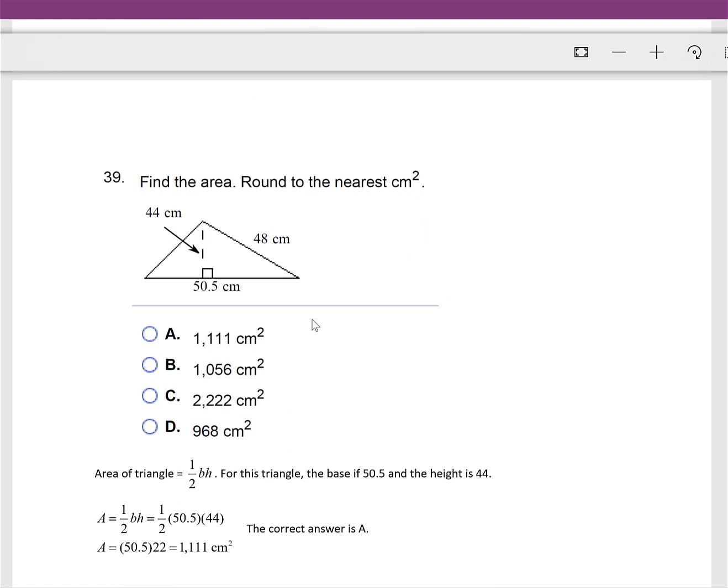And then find the area of a triangle, 1/2 of the base times the height. Here's the base, here's the height. If you put that into the formula, you come up with 111 centimeters, and watch your units, centimeters squared.